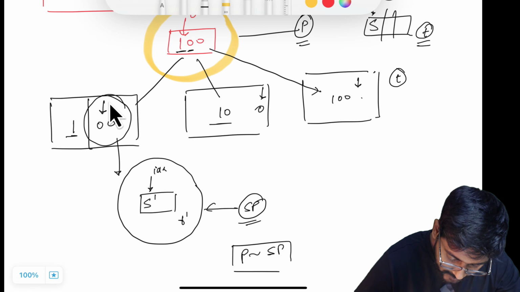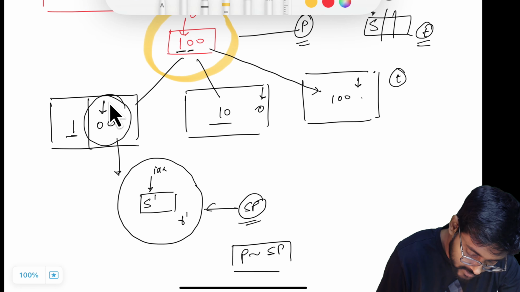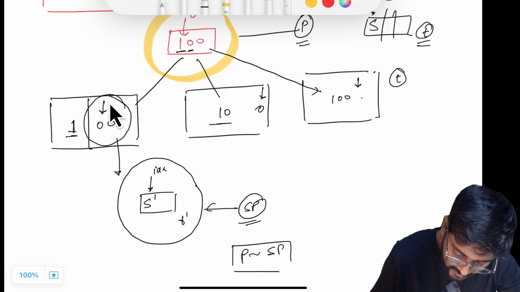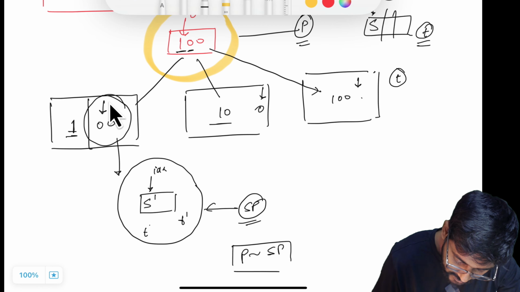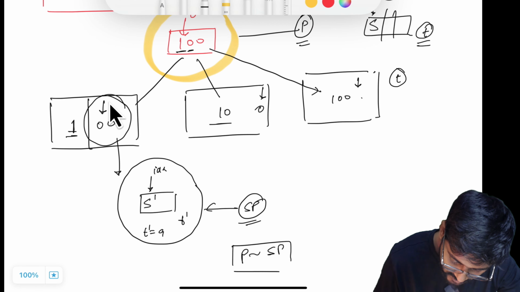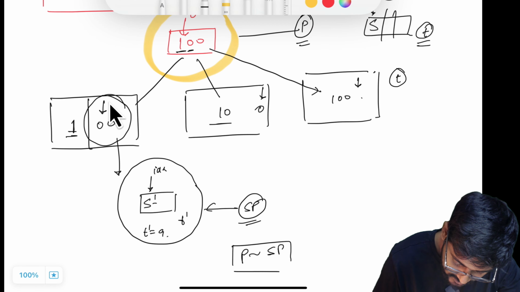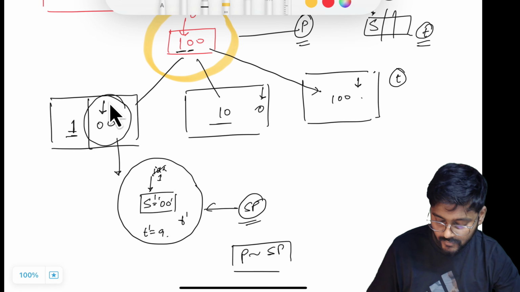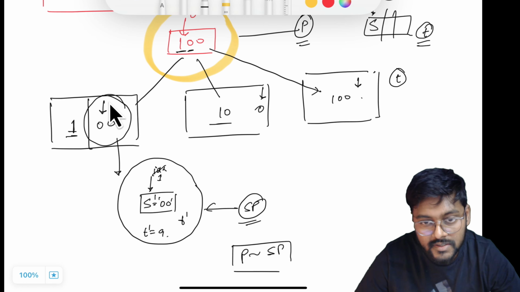In this case, firstly, I just captured 1. See, if you have already captured 1, then what is your next target value? T dash is equal to 10 minus 1, which is 9. And S dash is equal to 0 0. And what is the index? Index is 1 in this case. So you have the values of the next subcalls.